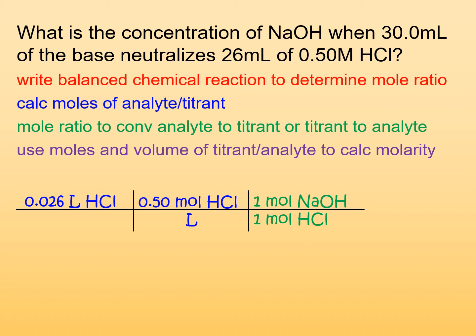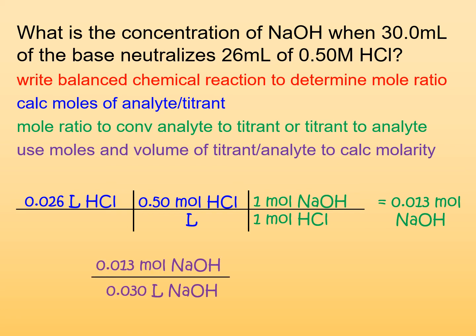Now this is slightly different than our last problem because we had molarity. This problem we have volume. So we need to actually stop here to figure out moles. So this is going to be 0.013 moles of sodium hydroxide. And remember, when finding the concentration, it's moles over liters. So divide this by the 0.03 liters, and we get that it's a 0.43 molar sodium hydroxide solution.